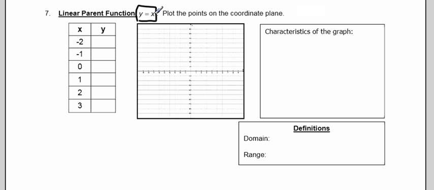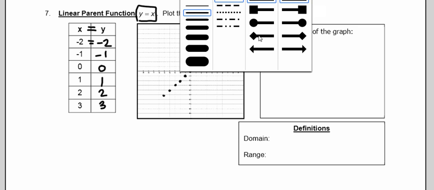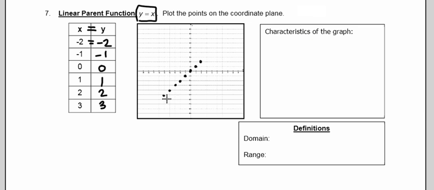Well, notice y and x are the same, so in this table, all of these numbers should be the same. So -2, -1, 0, 1, 2, 3. Now if I plot these points, I'm going to make a nice pretty little line like this. Now I could keep going, but I don't want to. So let's go ahead and draw an arrow through this. And because I can indeed keep going, make sure you draw your line with arrows on the end to show that this line keeps on going.